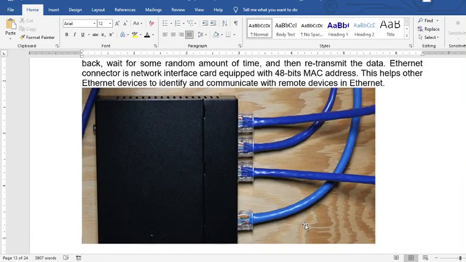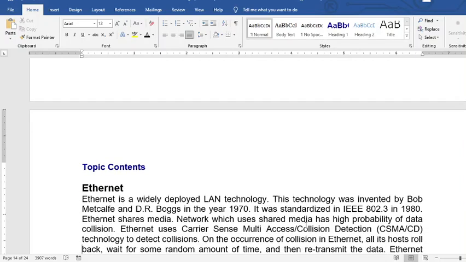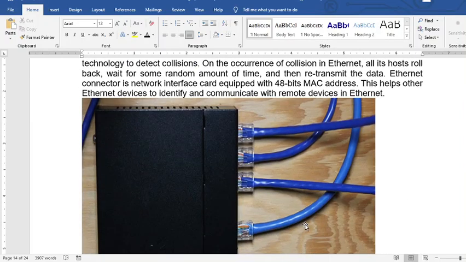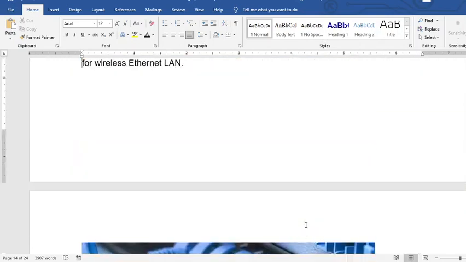Let's start first with Ethernet. It is a widely deployed LAN technology since 1970. It's actually a very old one. We no longer use that as of now. What we're using now is what we call fast Ethernet.